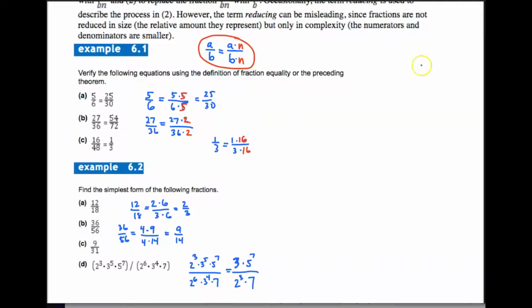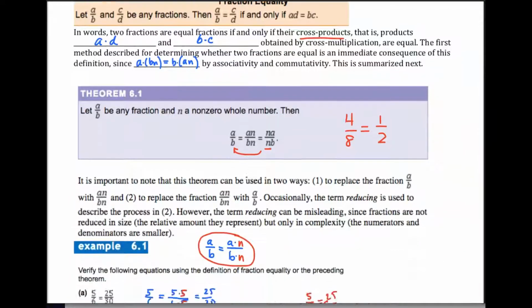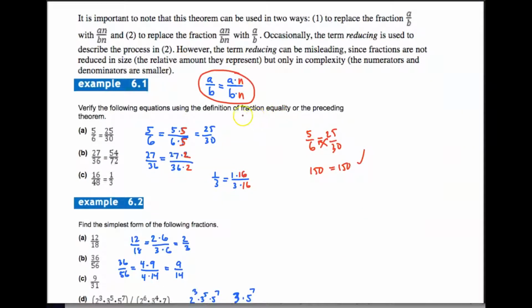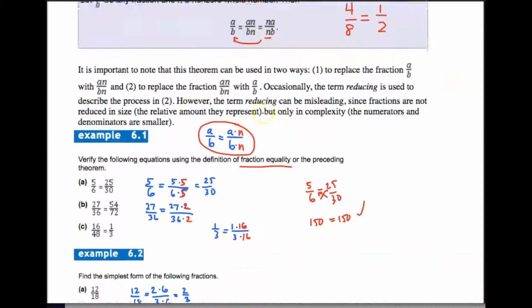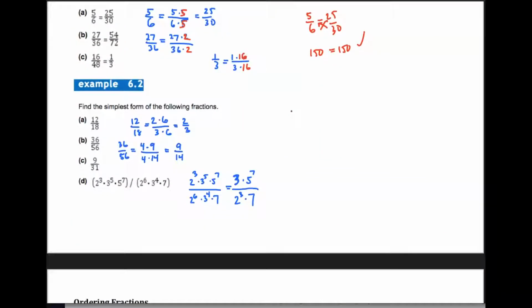Those are equivalent. You can also show that those are equivalent by doing the cross multiplication. That's another way. 5/6 is equal to 25 over 30 because when we cross multiply, we get 150 equals 150. Which goes back to the definition of fraction equality right here: the cross multiplication is equal, so the fractions are equal.